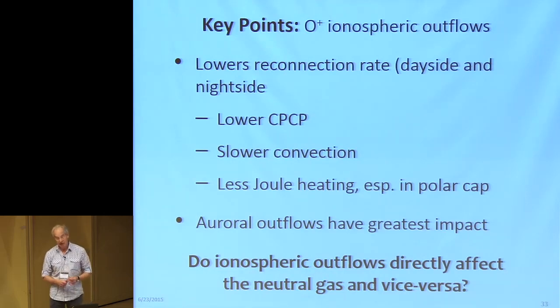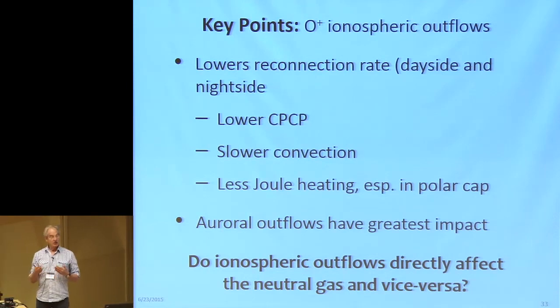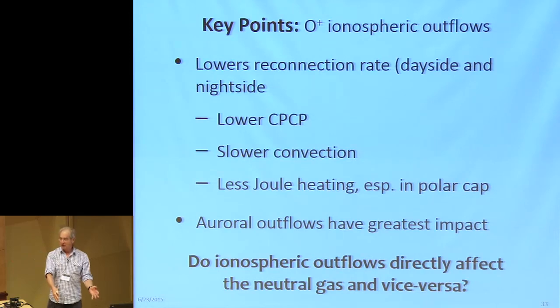The other way that the O+ outflows affect the reconnection is by flowing out on the night side directly toward the night side X line and changing the dynamics of reconnection there as well. What we don't know, and this is really an indirect way to modify the thermosphere. In other words, it's very circuitous. Outflow, modify reconnection, change convection, change Joule heating, right? Is there a direct effect? And I don't think our models are good enough to know yet, but when you start sending lots of oxygen out, does that modify the thermosphere?